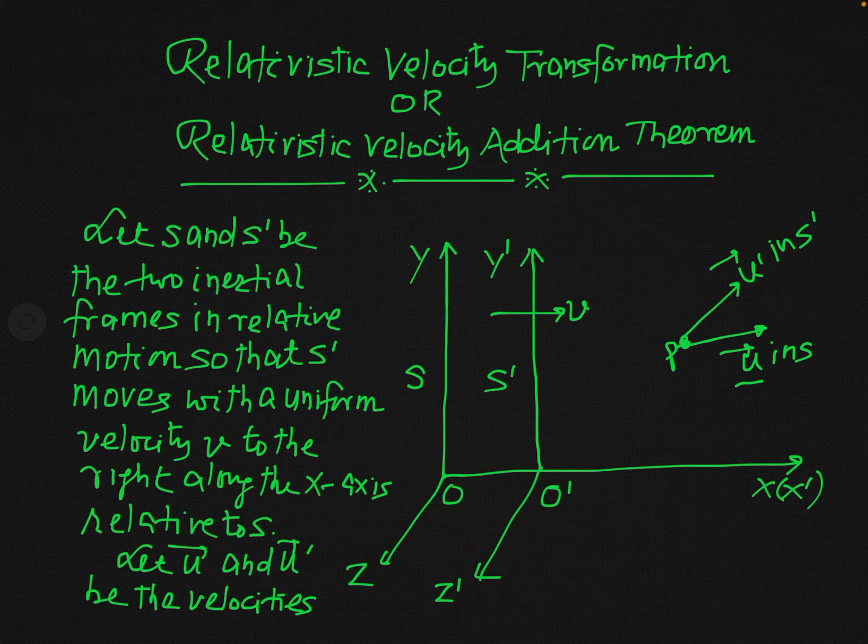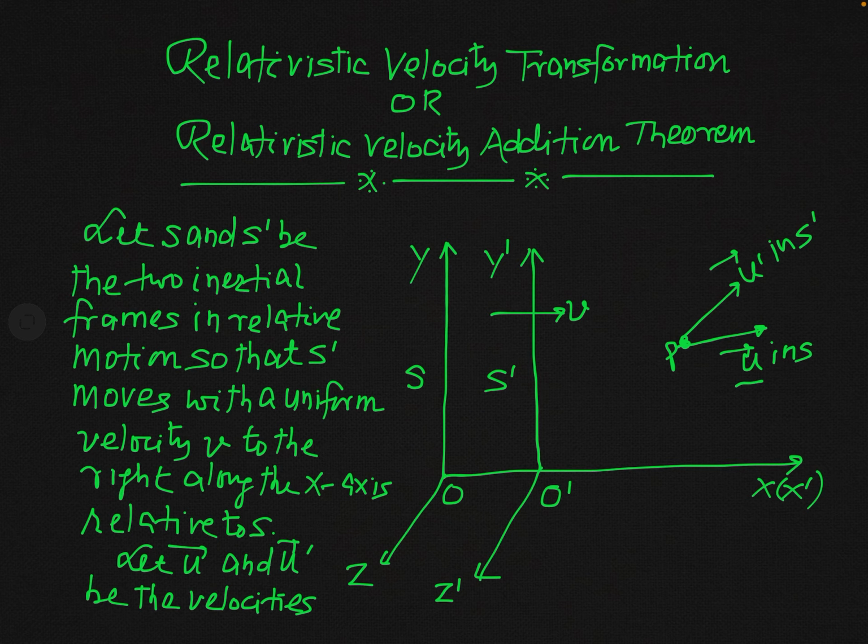So you can see in this figure that I have mentioned here u in S and u prime in S prime. What does it mean? It means u is the velocity of our particle in motion measured from the frame S, and u prime is its velocity when it is measured from frame S prime.